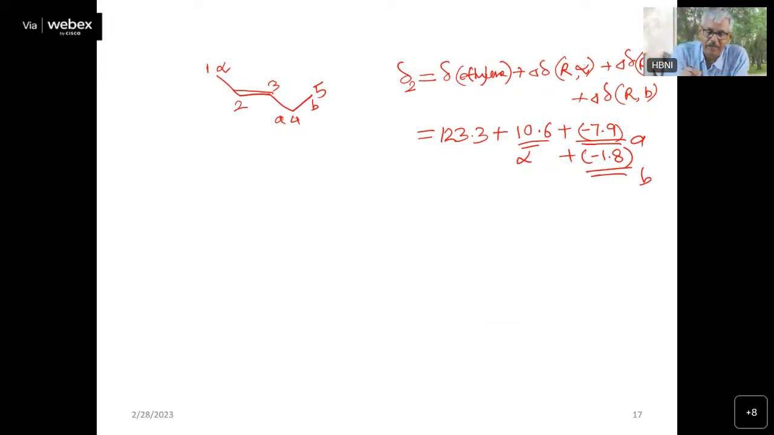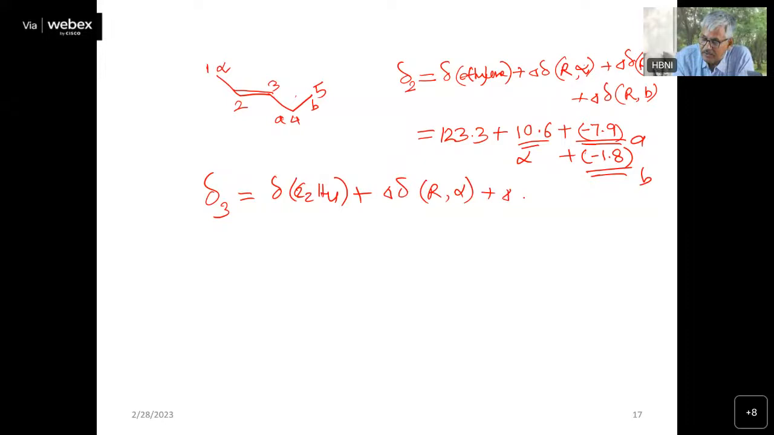Okay. Similarly, you can find out for this. In this case, this will be alpha. When you are considering the delta 3, delta 3 will be delta C2H4 plus delta delta R alpha plus delta delta R beta plus delta delta R A. Okay, and you will see the values will be different.